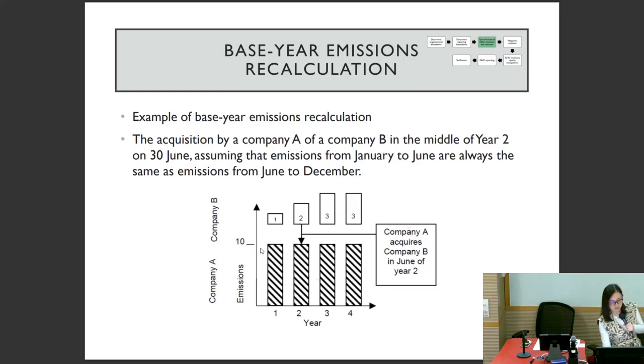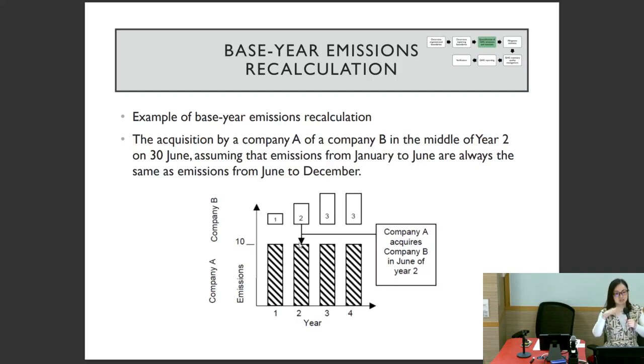For company A, from year 1 to year 4, they all have 10 units of emissions. For year 1, which is the base year, company B has 1 unit of emissions, then in the second year, 2 units, and in year 3 and year 4, 3 units of emissions. And in the middle of year 2, company A buys company B.